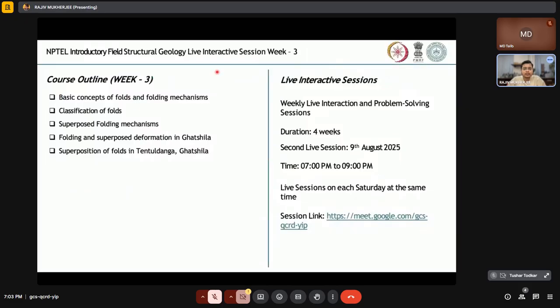So this is the outline of the course that has been taught in week 3, which starts with the basic concepts of folds and folding mechanisms. Then comes the classification of folds, then superposed folding mechanisms, followed by folding and superposed deformation in Ghatshila, and folding and superposition of fold in Tetuldanga, a small outcrop in Ghatshila.